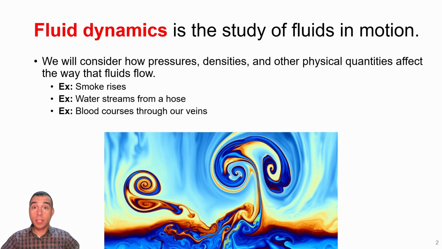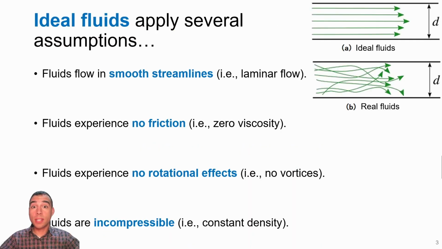This means that we'll still need to think about the same variables that were important for fluids, like density and pressure, and we'll explain how fluids move through a fluid system, like blood flowing through your veins or water flowing through a hose. Throughout this entire unit, we are only going to consider the dynamics of ideal fluids, which implies several assumptions that are baked into these problems.